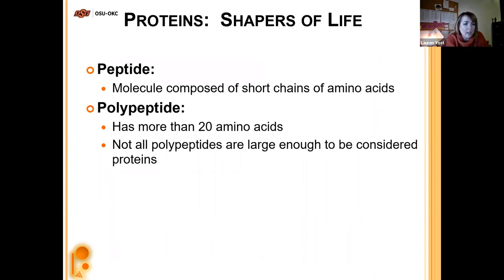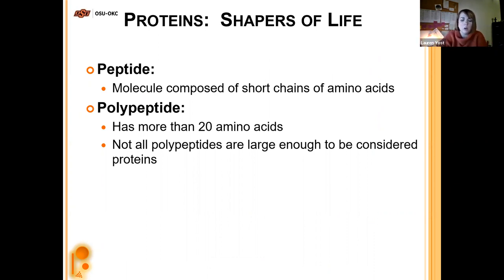Okay, so a peptide is a molecule. We talked about the peptide bond. That's just the bond between each amino acid. A peptide is a very short chain, maybe 7 amino acids altogether. And then a polypeptide has at least 20 amino acids minimum, and then bigger, usually a lot bigger.